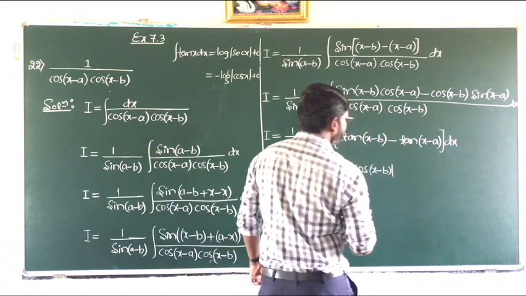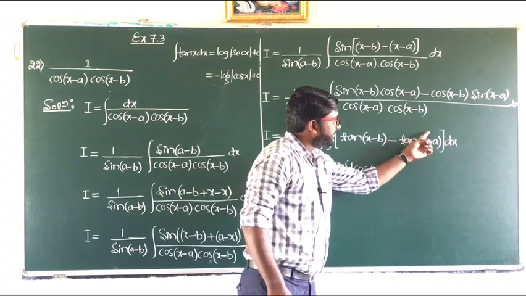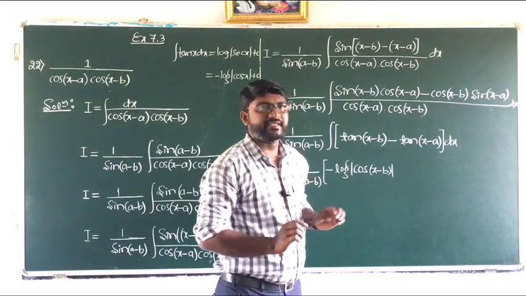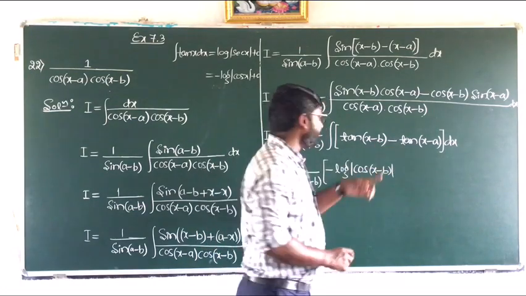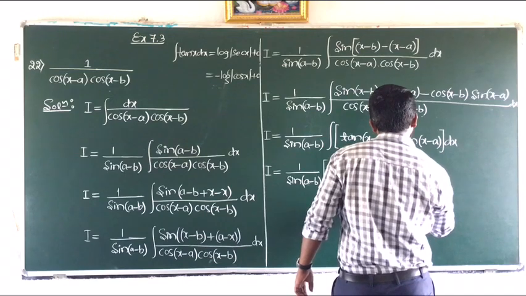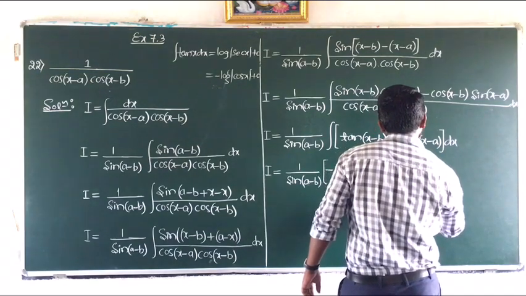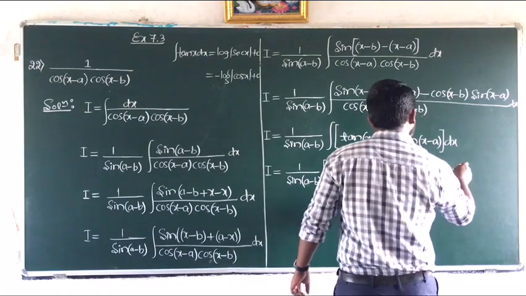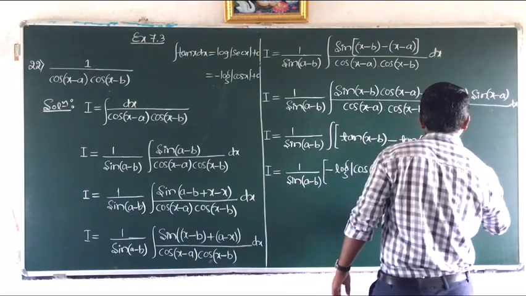Then mod complete. Then here from this integration of tan of x minus a with respect to x, we get one minus sign. Minus into minus will be plus. We get log of mod cos of x minus a, close the main bracket, plus c.